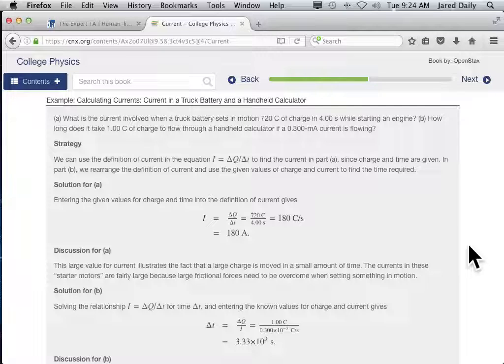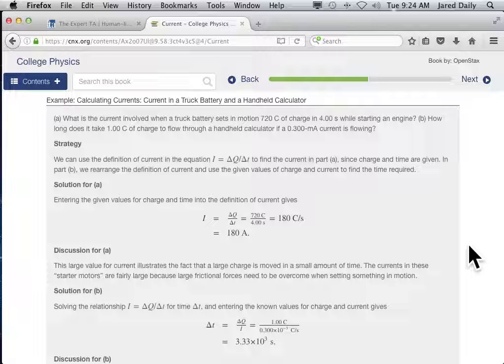We have 720 coulombs of charge being moved by a battery in 4 seconds through some area, probably the area in the cross section of the wire or whatever. And this is happening while it's starting the engine. We want to know how long it takes 1 coulomb of charge to flow through a handheld calculator. Oh, we also want to know, this is a separate problem, how long it takes 1 coulomb of charge to flow through a handheld calculator, there's 0.3 milliamps of current flowing in the calculator. So we start with the first one.